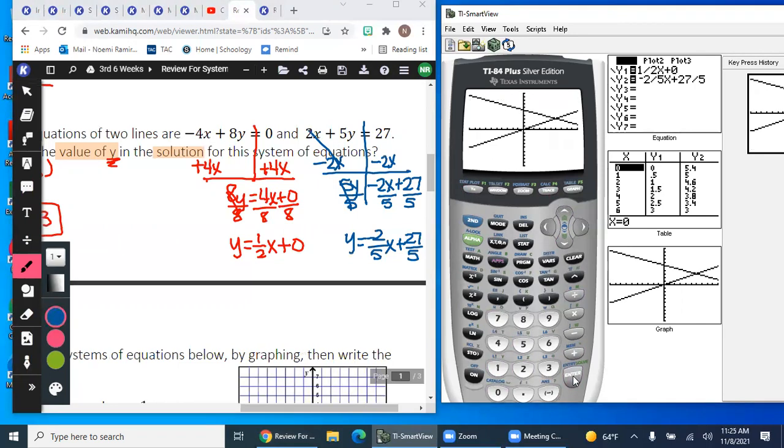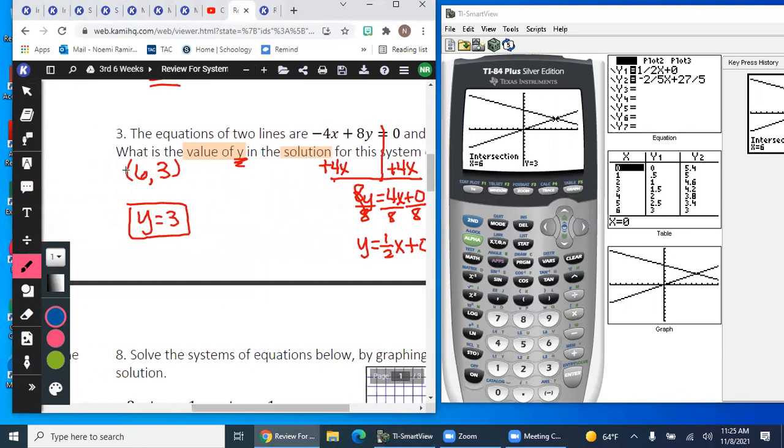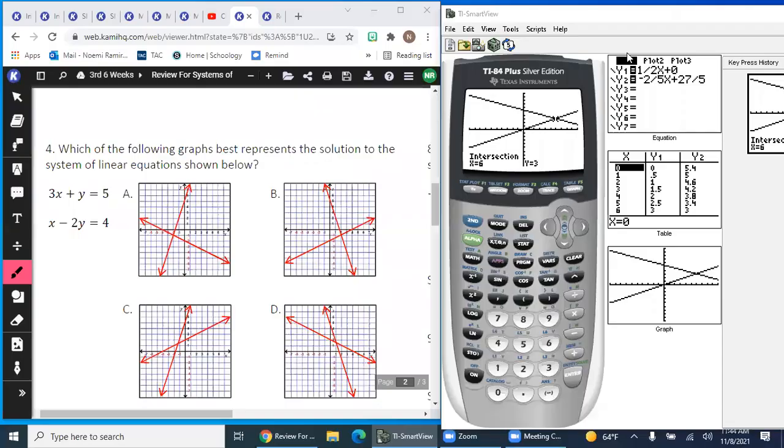Enter, enter, enter. 6, 3. Point of intersection is 6, 3. Gave me the same answer. And I know that the y value, y equals 3. Okay, so the next one, number 4.